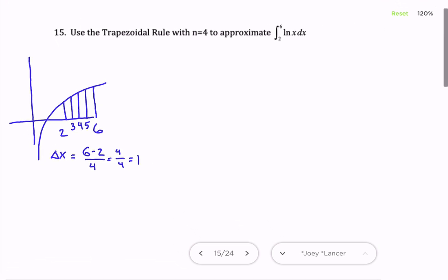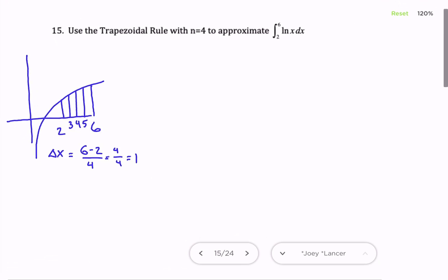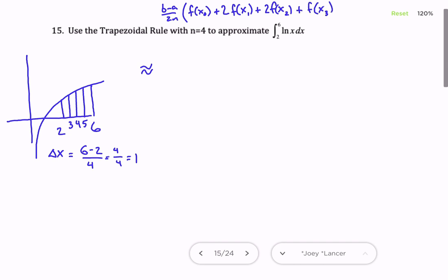So now we can just use the trapezoidal rule to approximate this. So it's b minus a over 2n. And what goes on the inside, it's going to be f at x sub 0, so 1 of the first one, plus 2 of all the interior ones. So however many you have on the interior, those are all going to be 2s. And then finally at the end, we only want one of those.